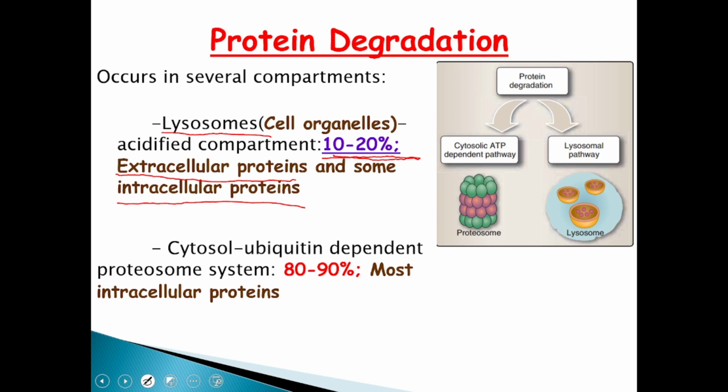It is carried out by a different mechanism called the ubiquitin dependent proteasome system. And here I have mentioned it is in the cytosol. This is like a machine present in our cytosol that breaks down almost 80 to 90% of our intracellular proteins. So most of the proteins present in our cells are not broken down by lysosomes, rather they are broken down by the ubiquitin dependent proteasome system. Okay? Any questions until here?